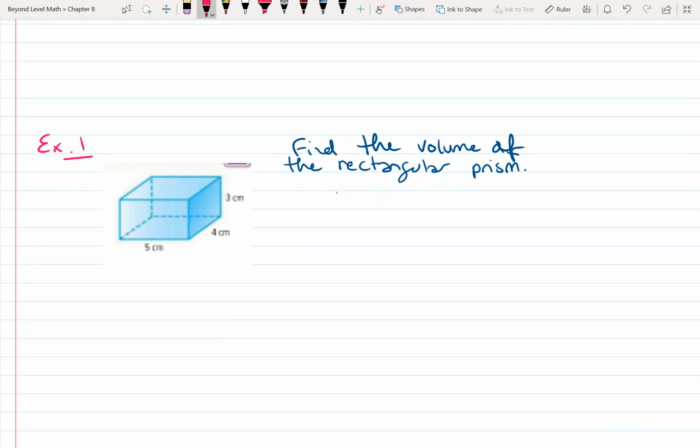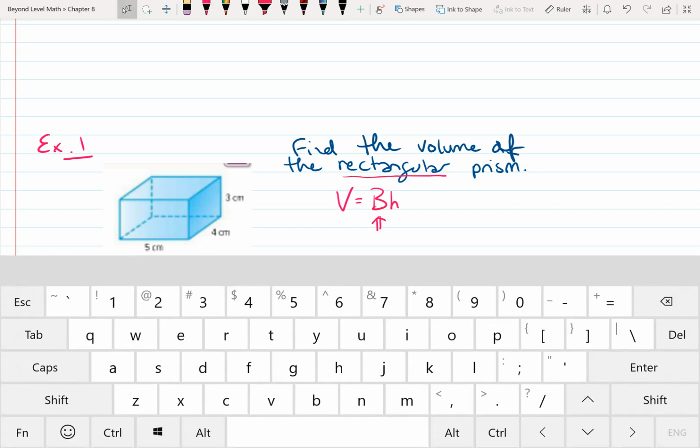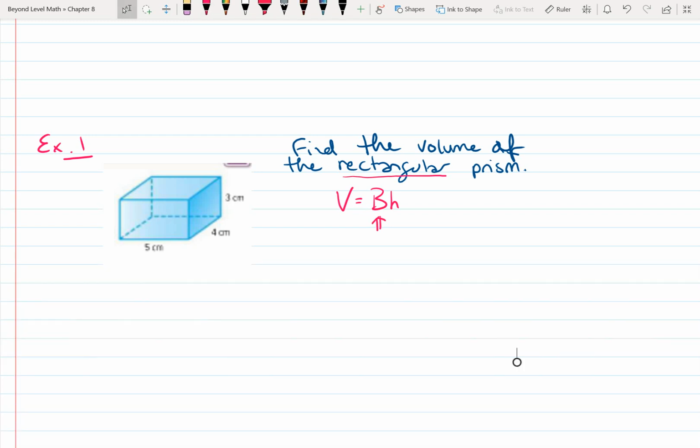But let's start with our original formula. Capital V equals capital B times H. And again, capital B is talking about the area of the base. So in this case, first off, it's called a rectangular prism. So you would know that the base is a rectangle.